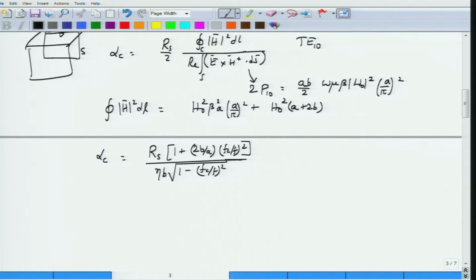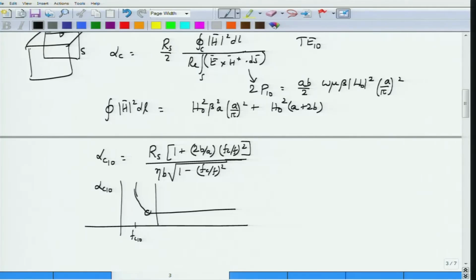You can rearrange these equations in whatever way you want, but if you look at alpha c10, which is the conduction loss for the TE10 mode, you will see that the power loss initially is quite high. Obviously, before the waveguide is even propagating, there will be a very high, infinite amount of power loss, so the mode won't propagate. But once the waveguide is propagating beyond this fc10, until a certain dominant range, beyond which there would be higher order modes, if you plot this, the loss goes like this. There is a minimum that exists here, which you can obtain by differentiating alpha c10 with respect to f.